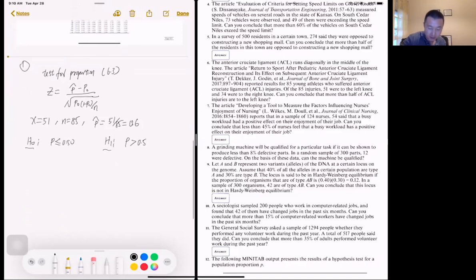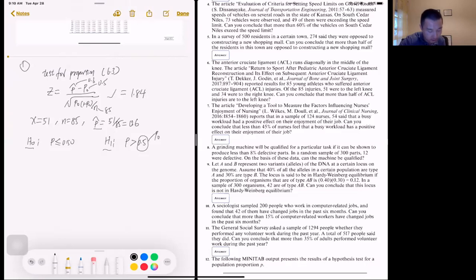Then we calculate the z-score based on that. The sample proportion here is 0.6. P0 is this value, the value under the null hypothesis, so P0 will be 0.5. The sample size is 85. Based on this information, we calculate the z value as 1.84. Then let's go find the p-value.